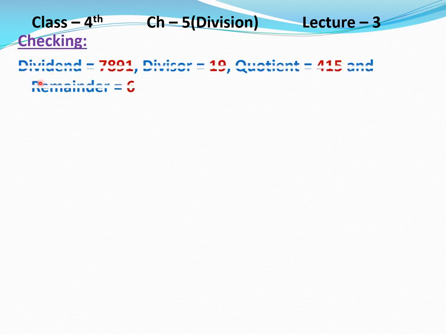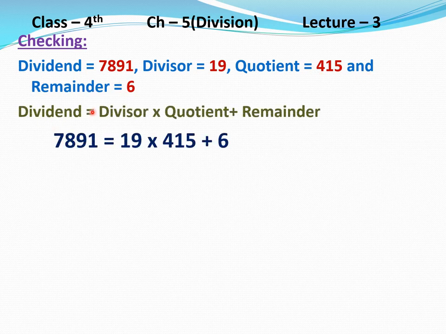Now dividend equals 7891, divisor equals 19, quotient equals 415 and remainder equals 6. Write down dividend equals divisor multiplied by quotient plus remainder. 7891 equals 19 multiplied by 415 plus 6. First multiply 415 by 19. Now see, 9 5s are 45. Write 5 here and 4 carry.